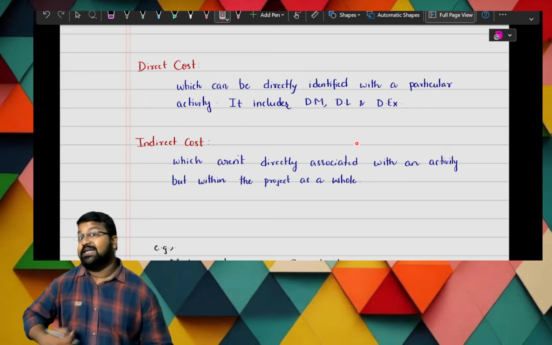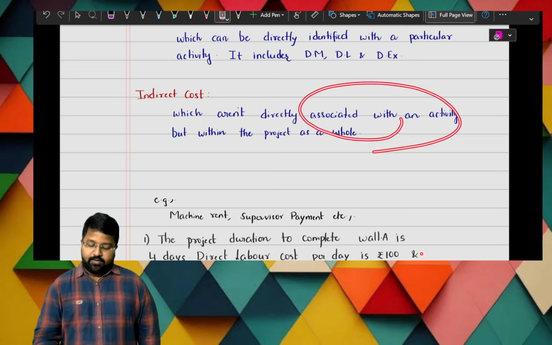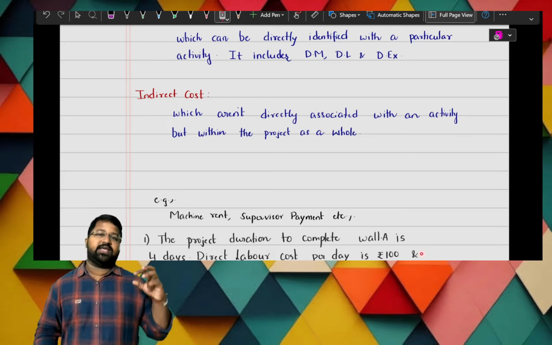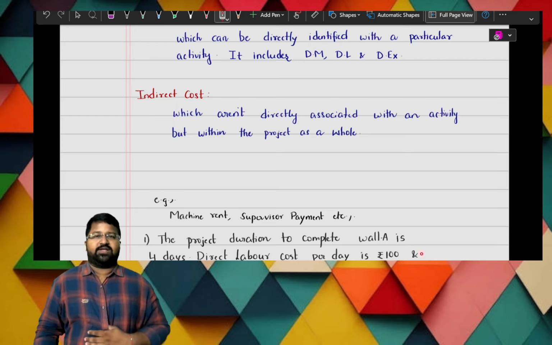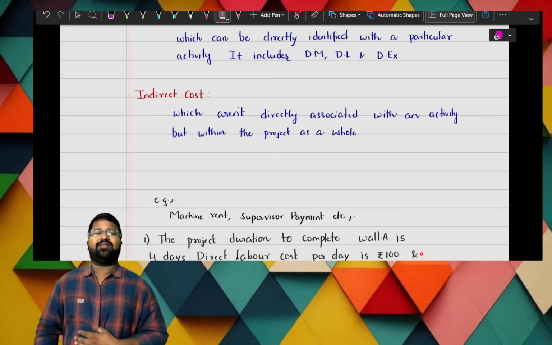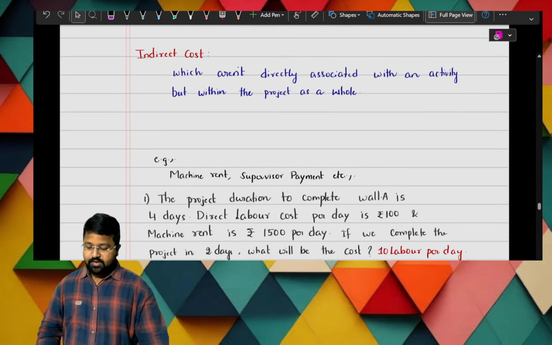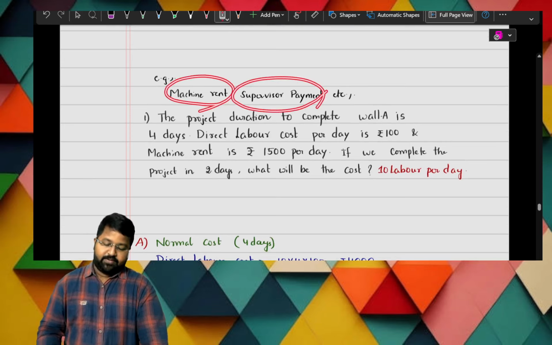Sir, what is indirect cost? It is associated with the project as a whole, not directly with an activity. We cannot identify the cost directly, but we do incur that cost. For example, the use of loose tools and all; anything other than direct cost is indirect cost. Other examples I mentioned here are rent and supervisor payment.